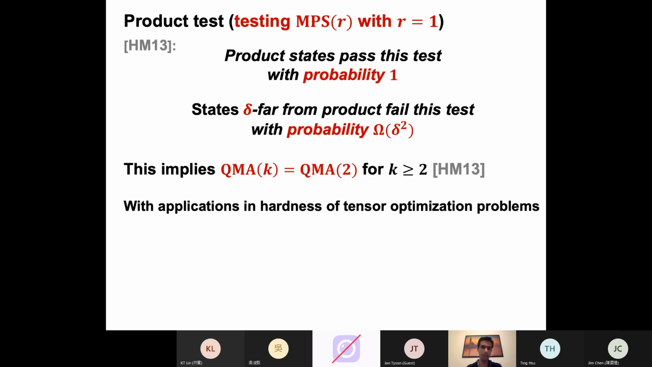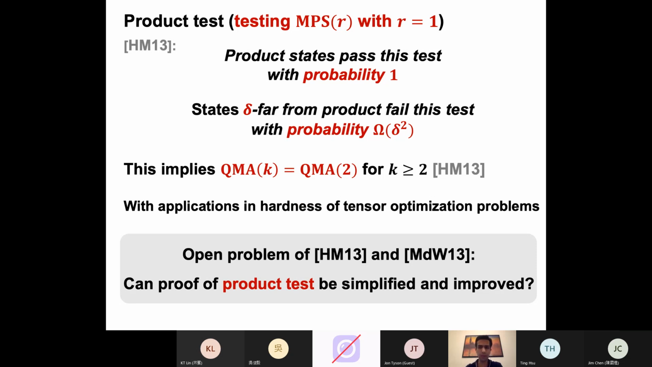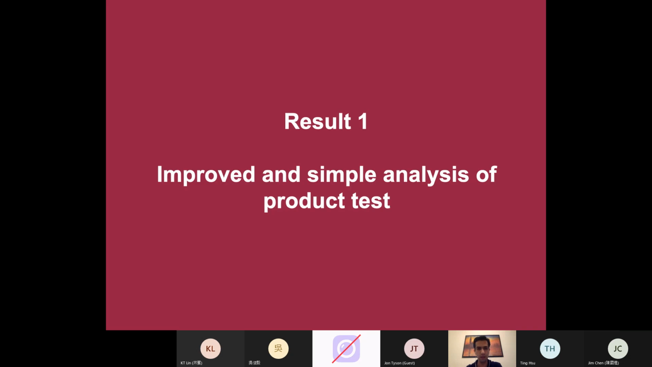And this result has very interesting applications in deriving computational hardness for tensor optimization problems. You can see a list of almost 20 of these problems in the Harrow-Montanaro paper. So the original proof of the soundness of the product test is rather elaborate, and it's been open whether there is a simpler proof and also an improved analysis of this test, which brings me to our first result, which gives a simple and improved analysis of the product test, or equivalently testing matrix product states with bond dimension 1.